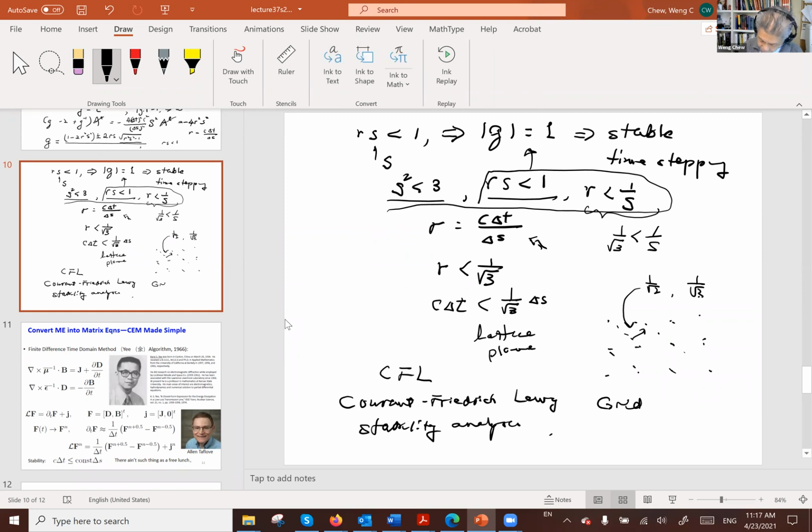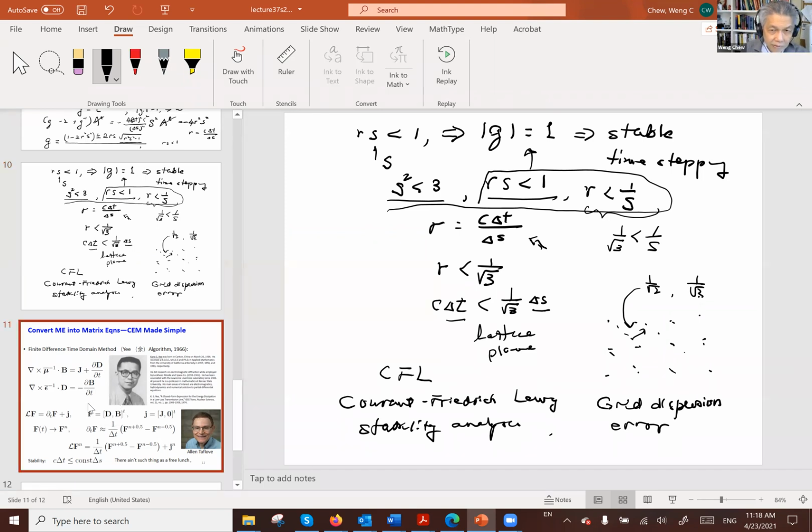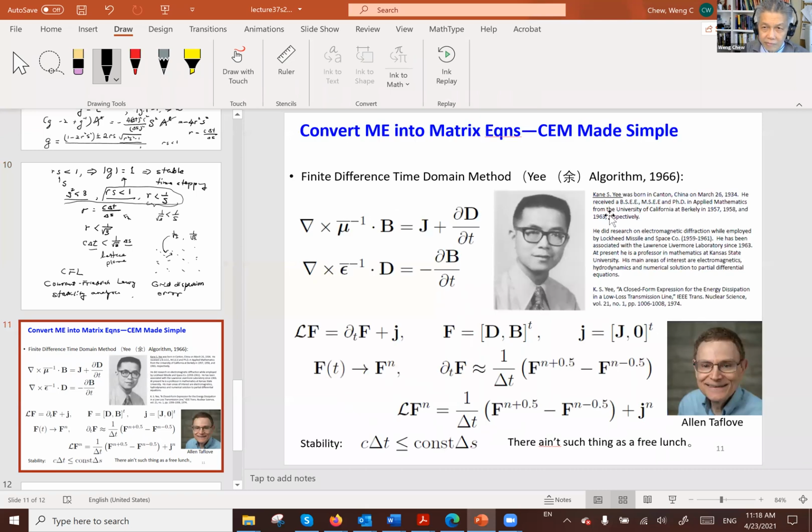It's kind of natural to expect that there is no such thing as a free lunch. You cannot make the grid point arbitrarily large, because if you did, you could take large time steps, and then you could step through the solution very quickly as if you had a free lunch. That doesn't occur. Okay, so I'd like to talk about the Yee algorithm a little bit.